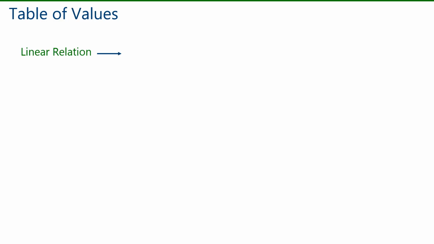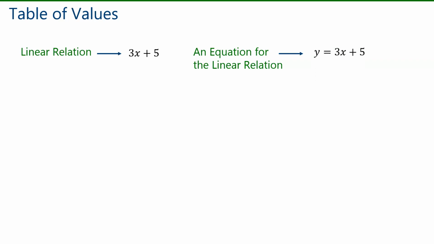So in the last video, we learned what a linear relation was, and so another example of a linear relation is 3x plus 5. Now in grade 7, we also learned that we can turn any linear relation into an equation for the linear relation by adding an equal sign. So in this example, an equation for the linear relation could be y equals 3x plus 5.